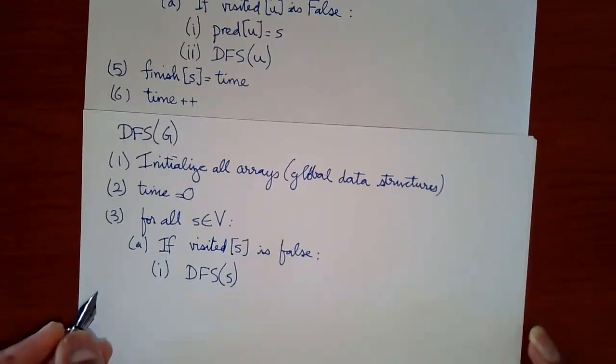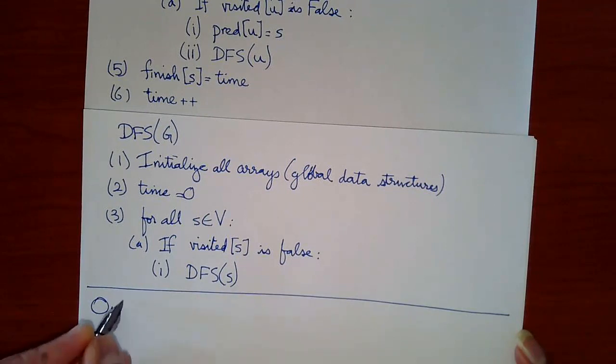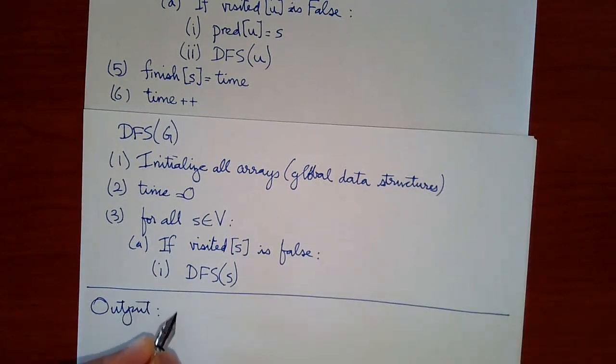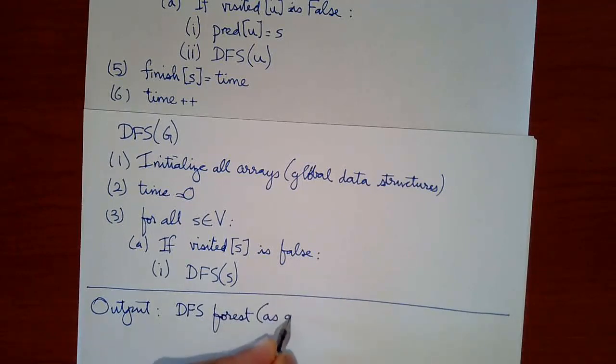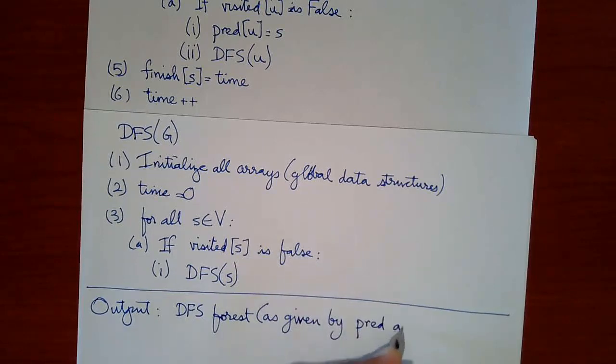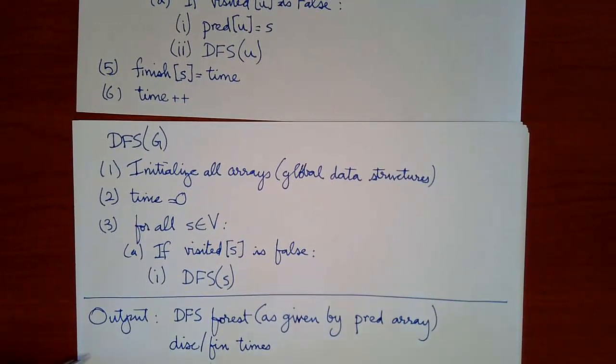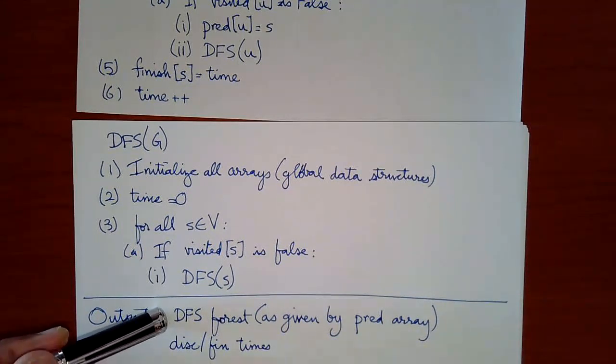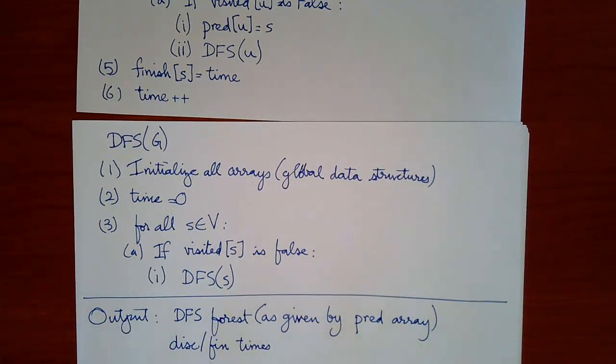And just like BFS, what is the output? The output is the DFS forest as given by the predecessor array. And we have the discovery and the finish times. This is the output. So unlike BFS, where the output is essentially just the forest, and you can read off the shortest path distances from the forest, in DFS, we have the discovery and finish times.